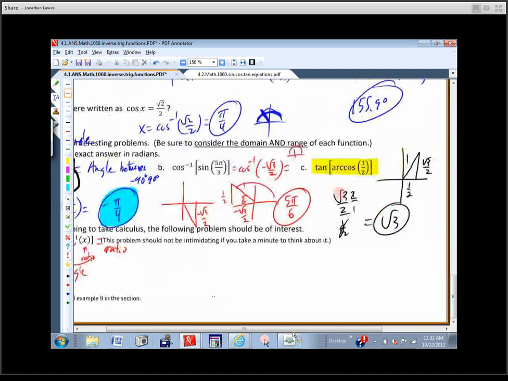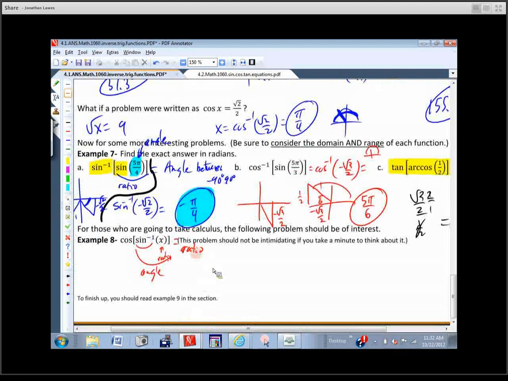So the final answer to this needs to be a ratio. It's very similar to this right here. That's the tangent of the cosine inverse of that ratio. So you can draw a picture from that cosine ratio and then just find the tangent ratio from that picture. So that's what we're going to do here. Everybody ready?